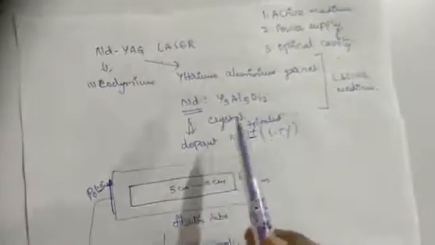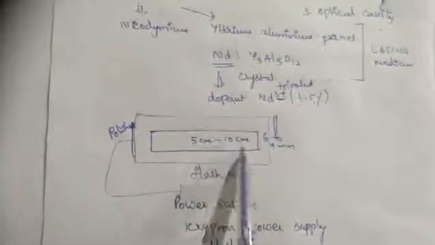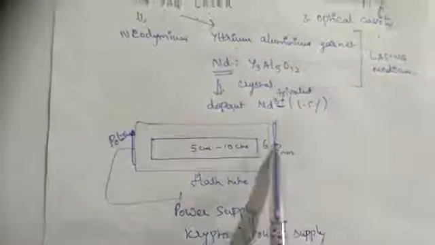After doping in this manner, it gives a proper active medium, and this material is made into a cylindrical rod. Depending on the type, the strength of the laser and the wavelength of emitted radiation we need, the rod has a length from 5 centimeters to 10 centimeters, and the diameter will be 6 to 9 mm. That is, it's a very thin rod.